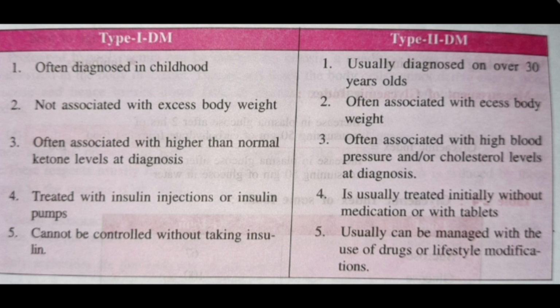Type 1 diabetes is treated with insulin injections because it is insulin dependent, but type 2 diabetes is initially managed without medicines or with tablets. You can just take care of it. Insulin dependence is not needed. The next is control. Type 1 diabetes mellitus cannot be controlled without taking insulin, but type 2 diabetes mellitus usually can be managed with the use of drugs and lifestyle modifications.